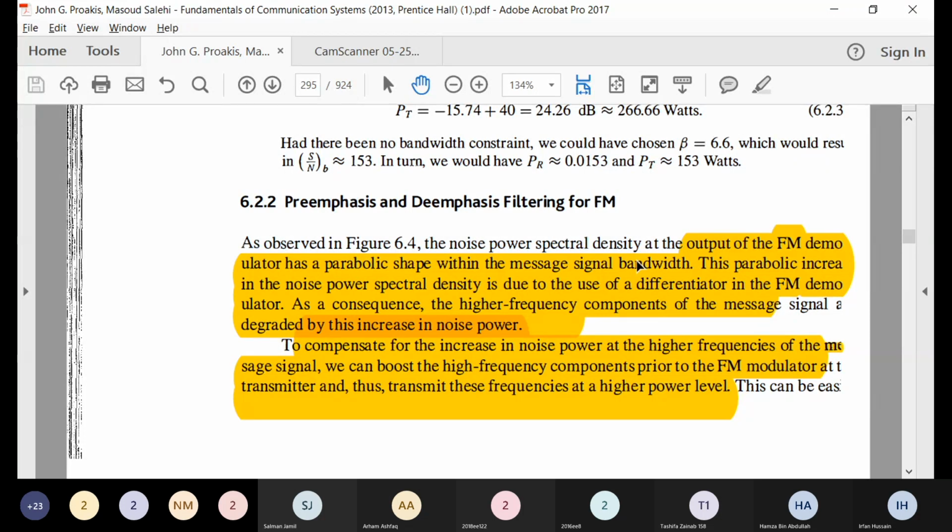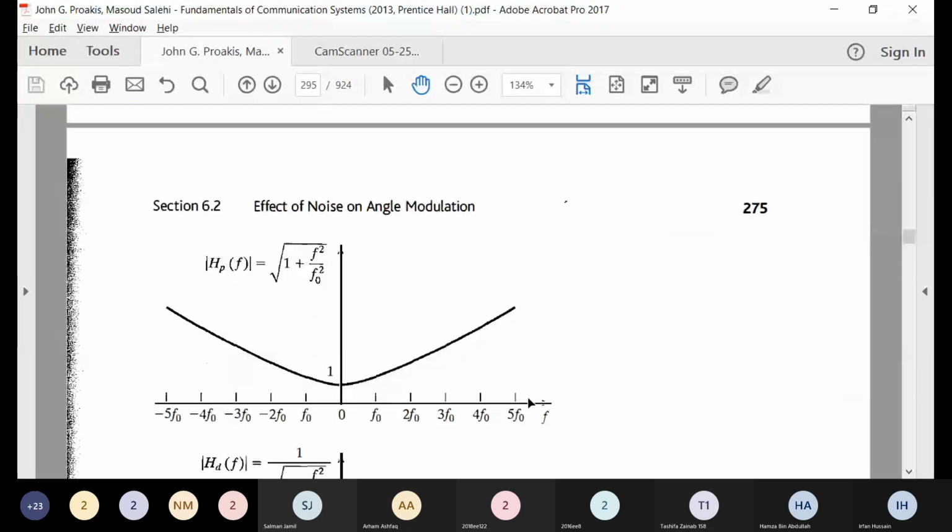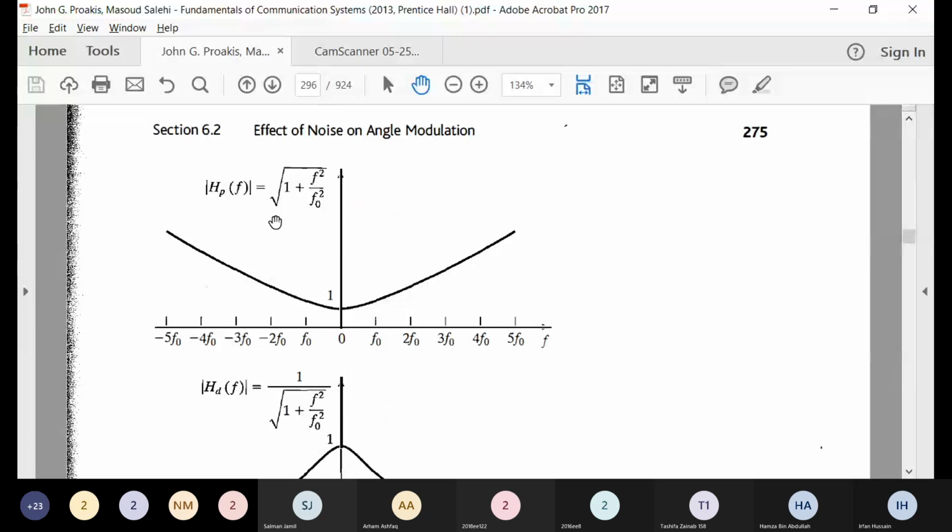So how to compensate for this increased noise power at higher frequencies? What we do is we increase the high frequency components prior to the FM modulator at the transmitter, and we send the higher frequency components, which will be facing high power noise at higher frequencies. And this can be done by passing the signal through a pre-emphasis at the transmitter.